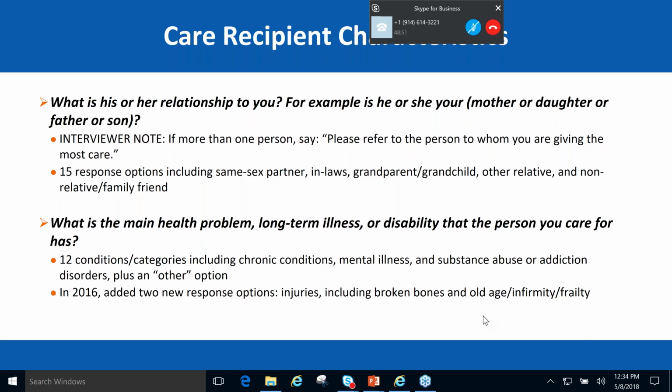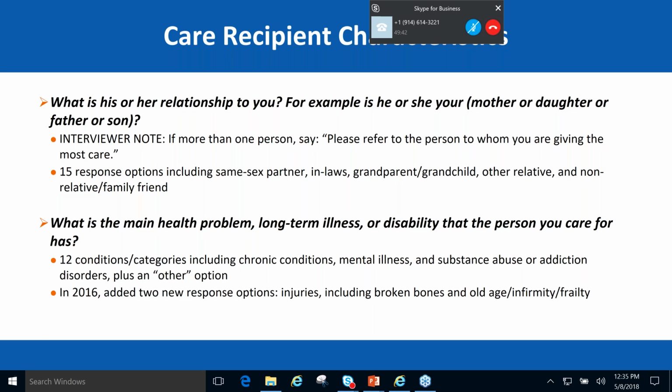The second care recipient characteristic that is asked about in the BRFSS is the care recipient's main health problem, long-term illness, or disability. And so, again, this is all reported by the caregiver, so it's their perception of what the most important health problem is for that person. And there are 12 different conditions that are response options. The interviewer does not read them. They just code based on what the caregiver reports is the major health condition. And so these range from chronic conditions to mental illness, substance abuse, and then there's also an other category, which actually tends to be relatively large. As much as 40% of respondents have the health condition classified as other.